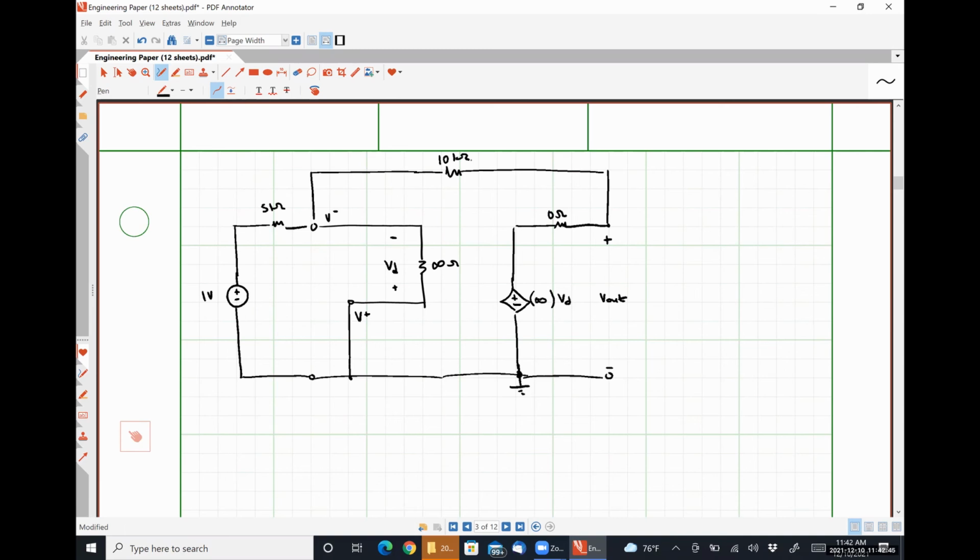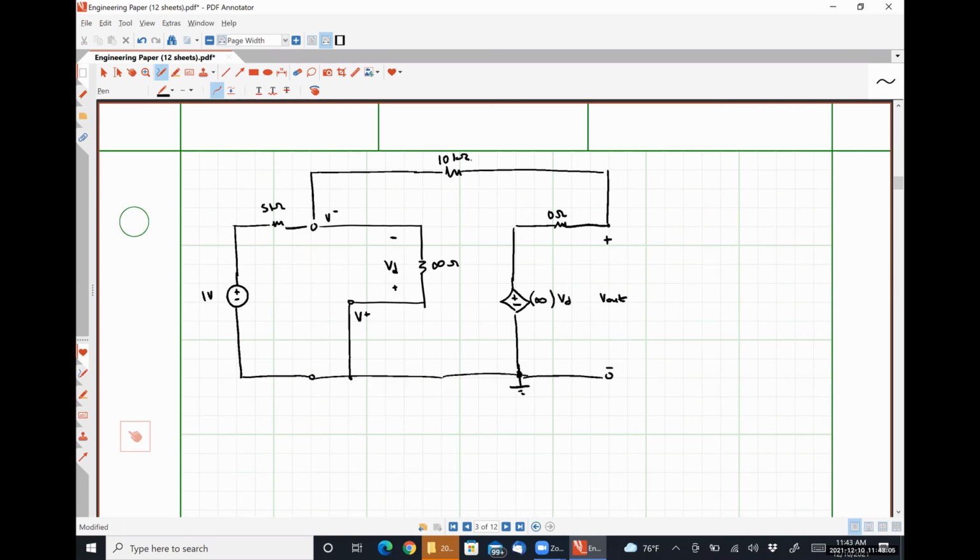Yeah, that's fair. But we'll find that VD, if VD is 0, the output is 0. And we're going to find that for this circuit, VD will always be 0. So let's prove that real quick.